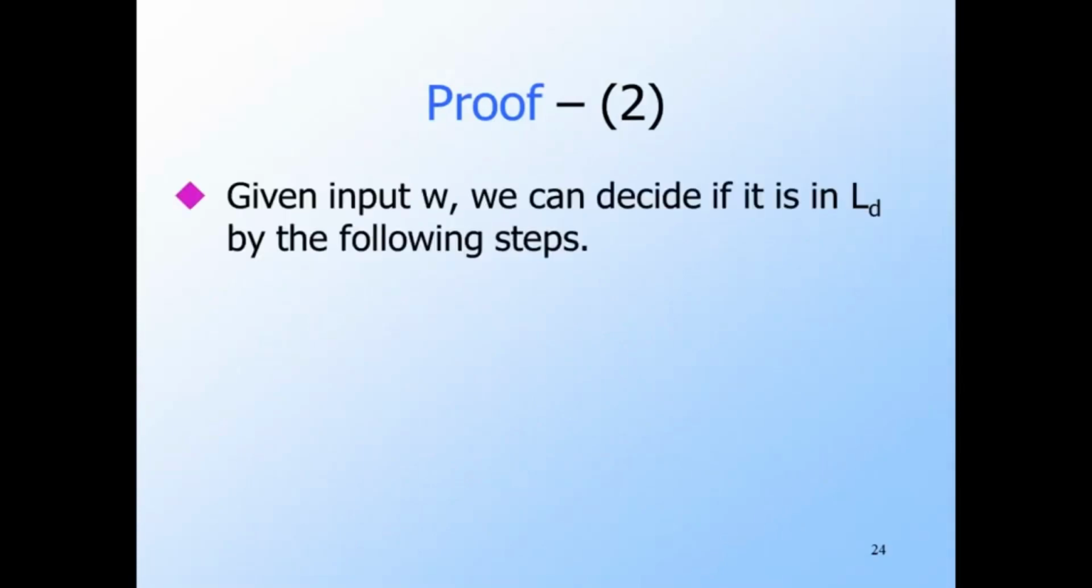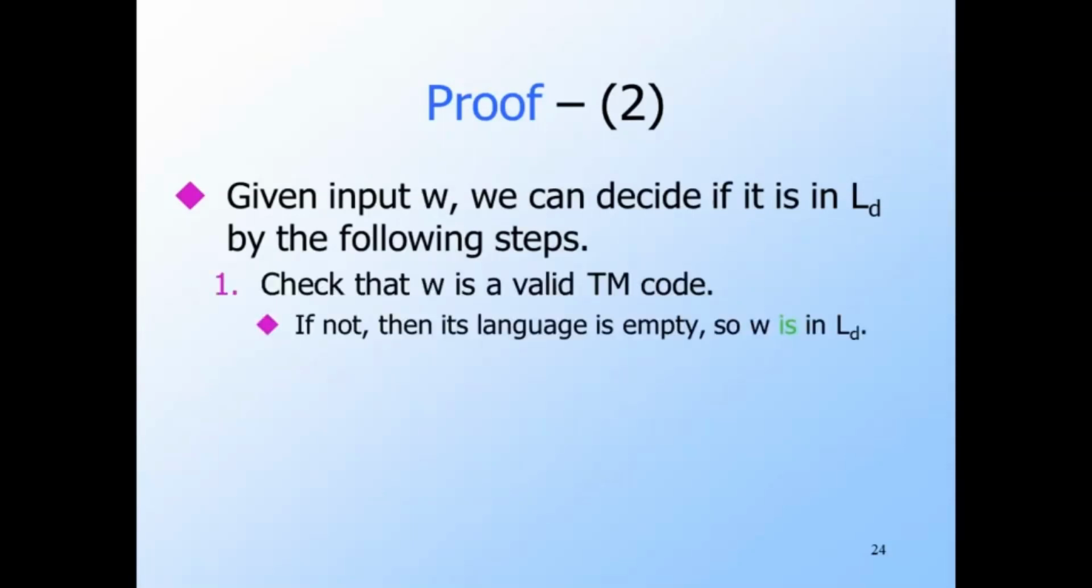So let's assume that L sub u is recursive. We construct an algorithm for L sub d as follows. We're given an input W. Let's suppose W is the ith string. The first thing to do is to check whether or not W is a valid code for a Turing machine. For example, that it doesn't have 3 consecutive ones. If the code is not a valid string, then the ith Turing machine defines the empty language. That means W, the ith string, is not in the language of the ith Turing machine. Therefore, W is in L sub d.